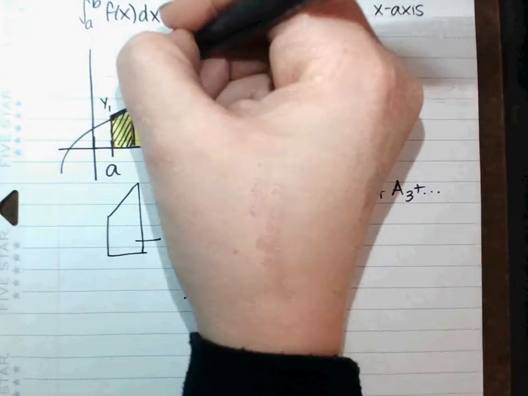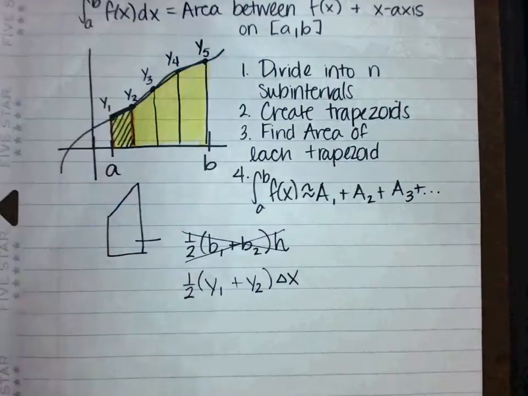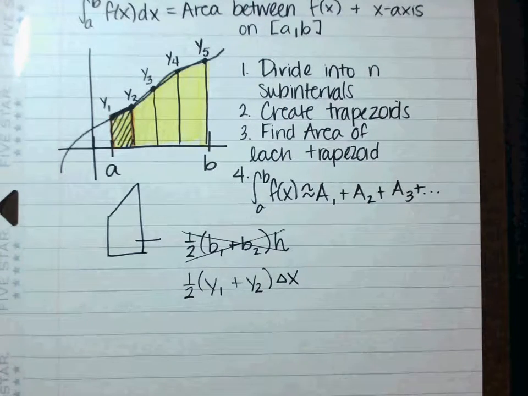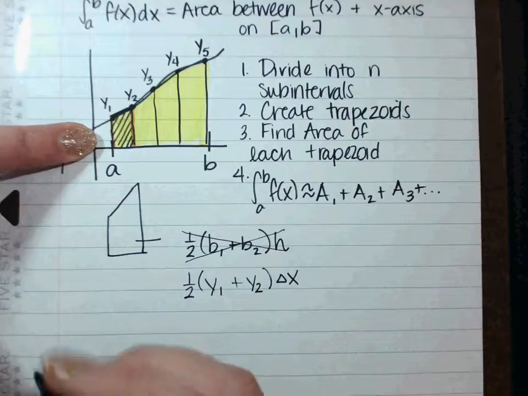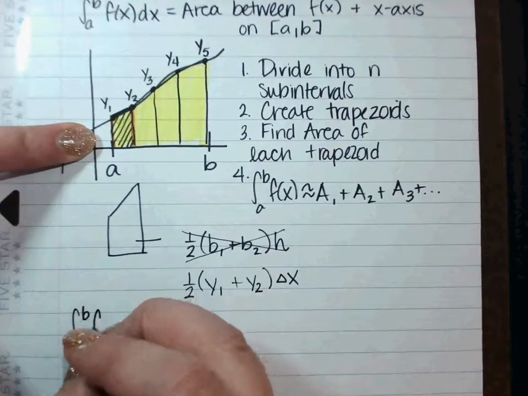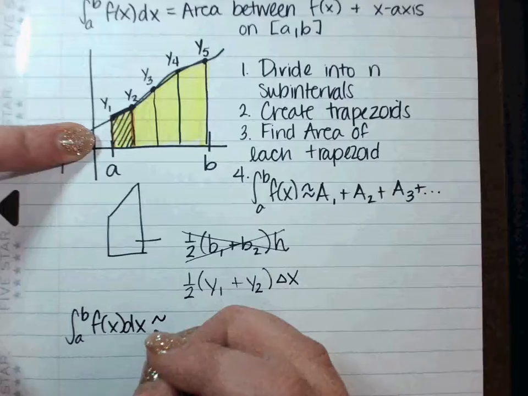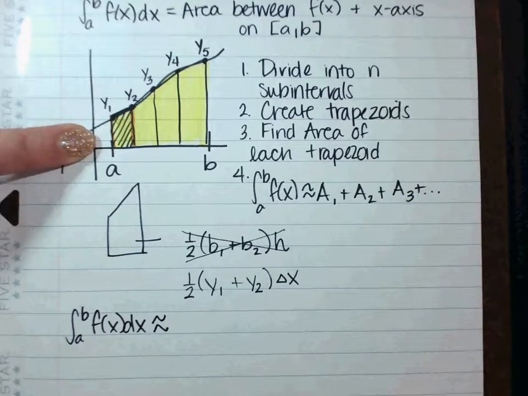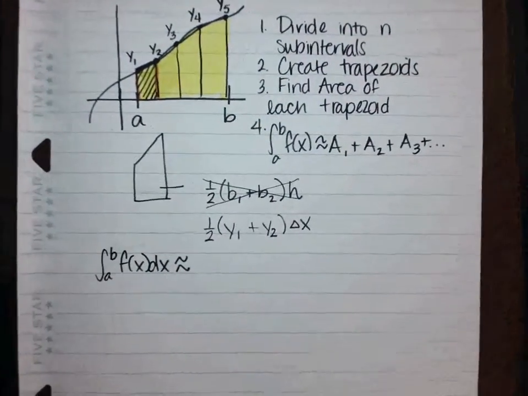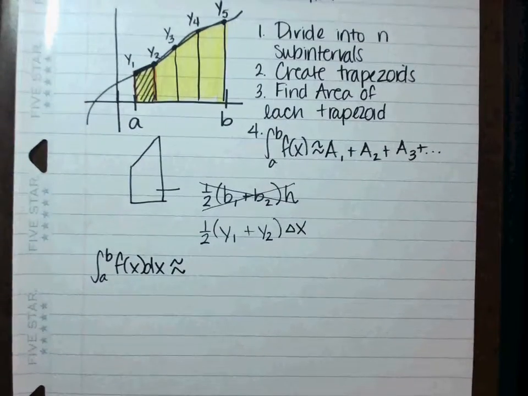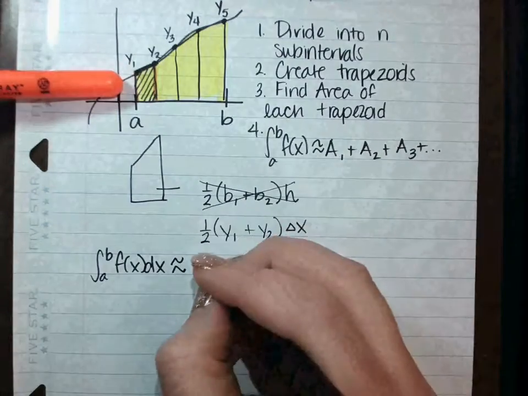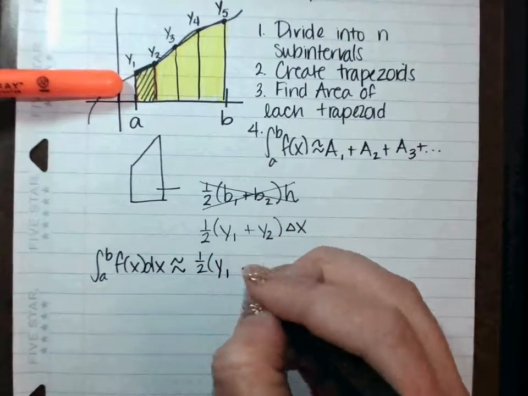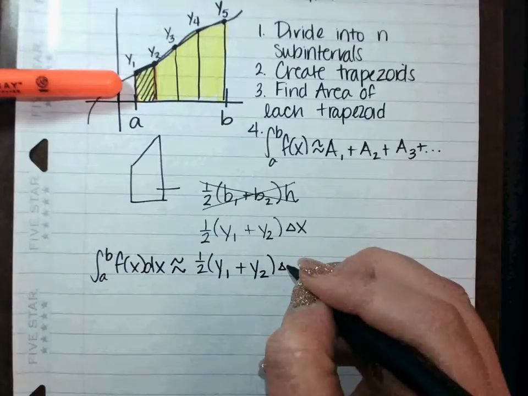y3, then y4, then y5. So let's find the trapezoidal rule for this particular shape using our picture. Ready? My integral from a to b of f of x dx is approximated by, remember you have to use the squigglies, because it's not exact, it's an approximation of that area. Now look at my little shaded in trapezoid. I'm going to do 1/2 y1 plus y2 times delta x plus.